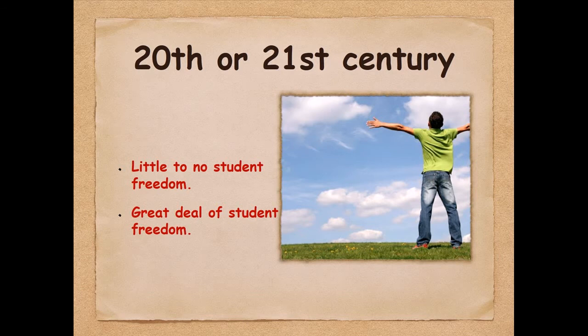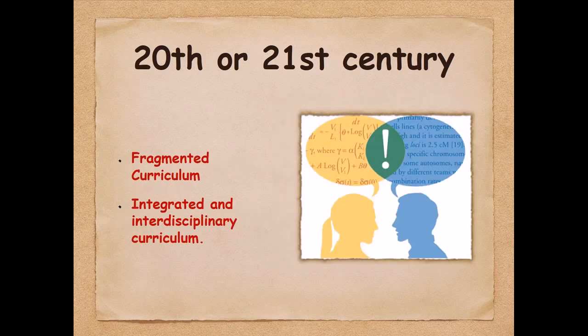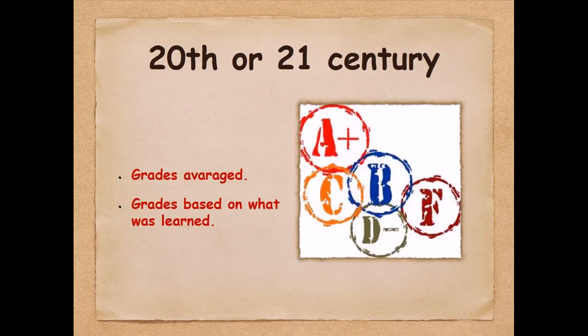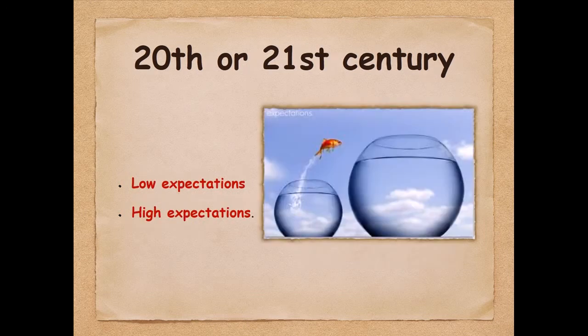20th or 21st century? Little to no student freedom. A great deal of student freedom. 20th or 21st century? Fragmented curriculum. Integrated and interdisciplinary curriculum. 20th or 21st century? Grades averaged. Grades based on what was learned. 20th or 21st century? Low expectations. High expectations.